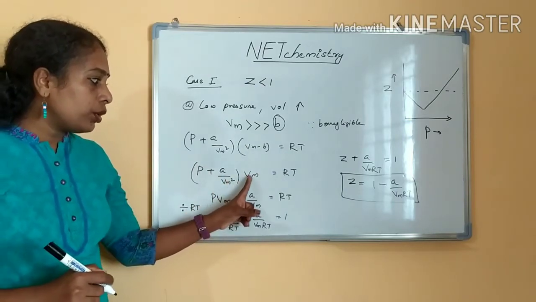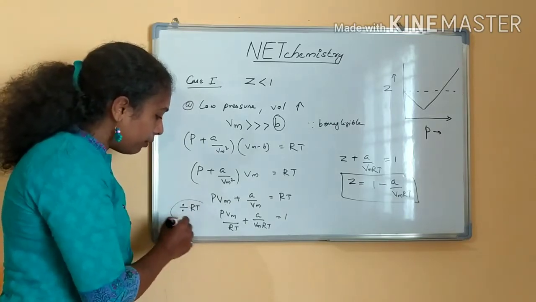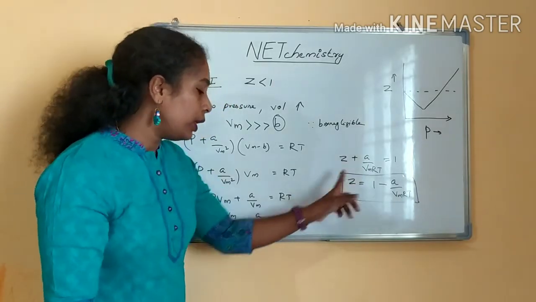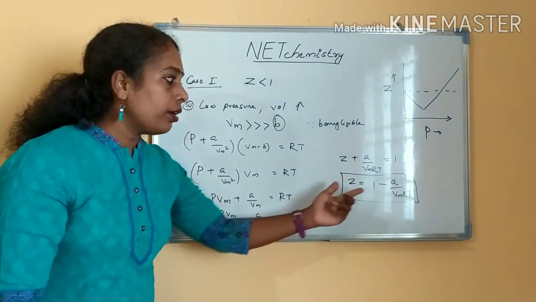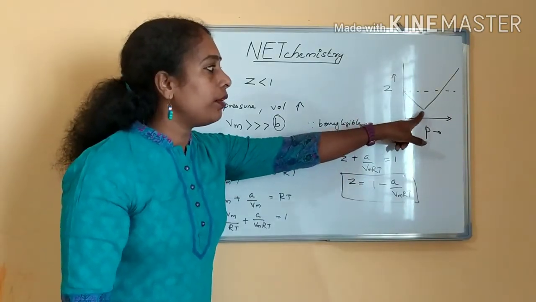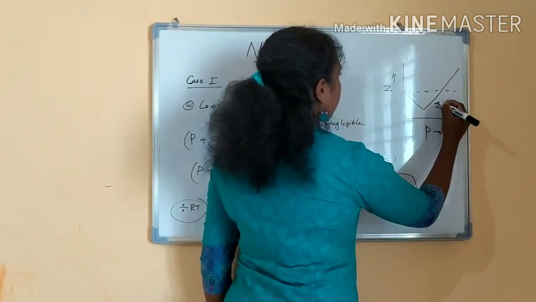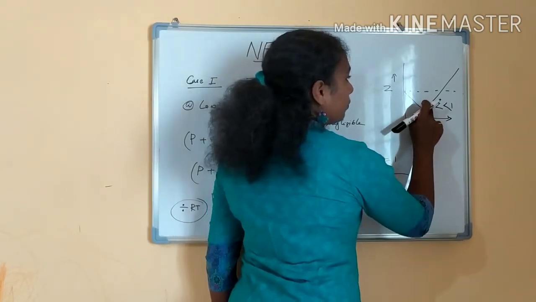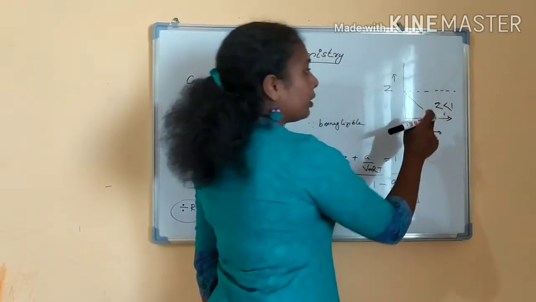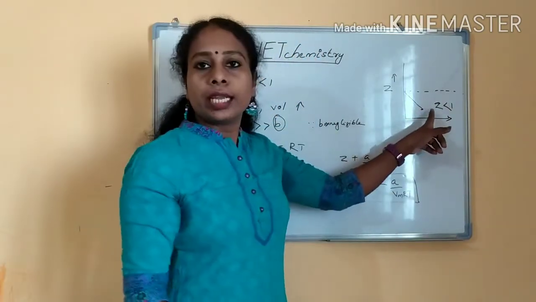P plus a by Vm square into Vm you got. Just I am multiplying, right? Then divided by RT we have done here. So PV by RT, this is nothing but Z value, you got 1 minus a by Vm RT. So this is the case 1. It will explain why this is behaving Z less than 1, right? This graph only. The case 1 explains this graph, how it is behaving like this. Up to this, the case 1 is explained.